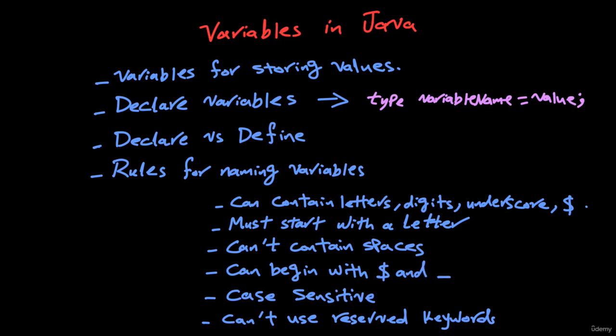One more rule for naming variables in the Java programming language is you cannot use any Java reserved keyword from the Java library for naming variables such as int, boolean, or any reserved keyword.